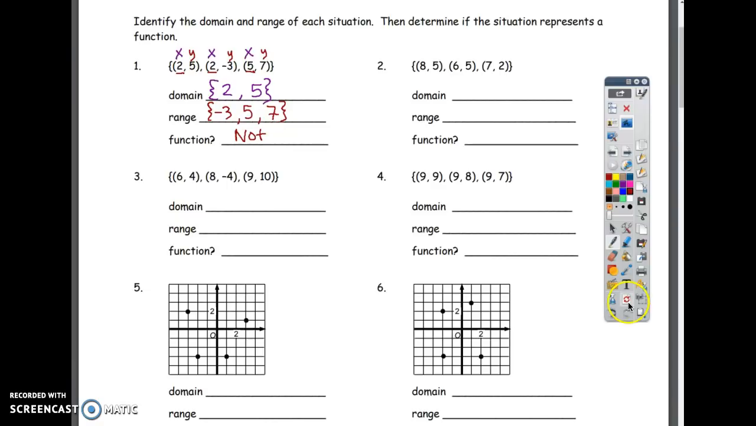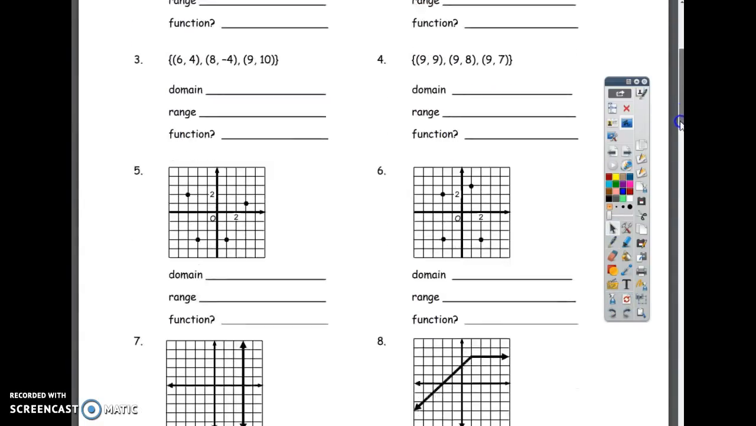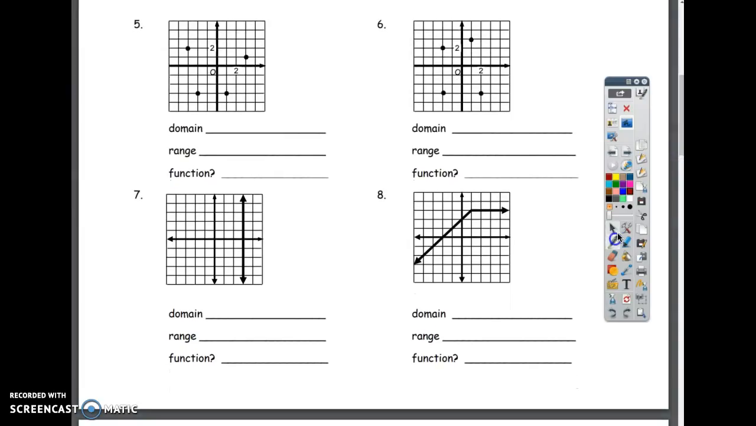And then when you get to problem number 5, for domain, you're looking at the x's. So this line right here. So the smallest number would be here, which is negative 1, 2, 3. Then this number right here, that's negative 2. Then this point right here is positive 1. And this point right here is a positive 3. And again, close it with a bracket because it's a set.